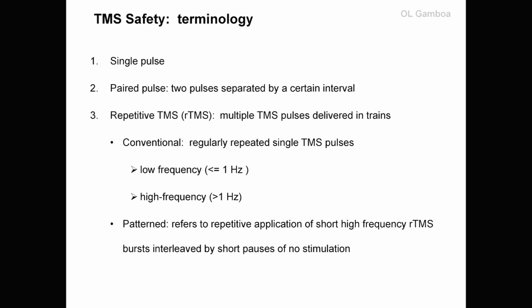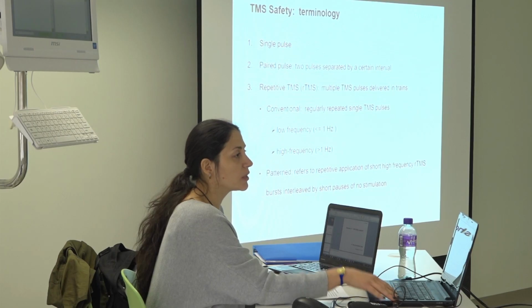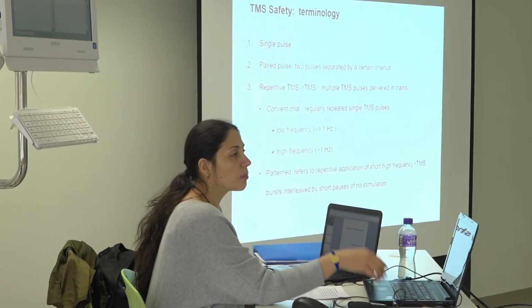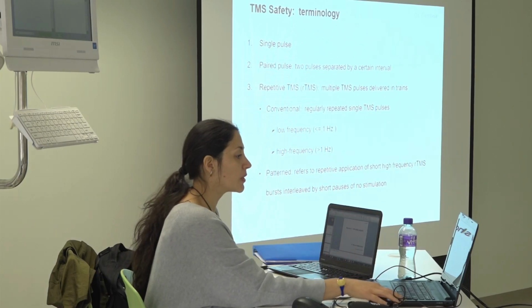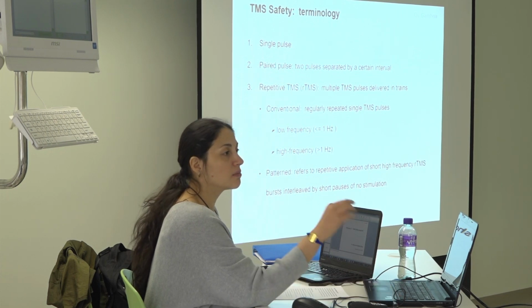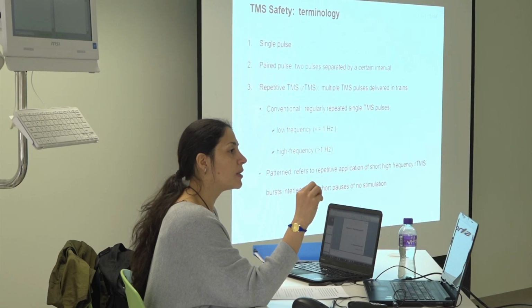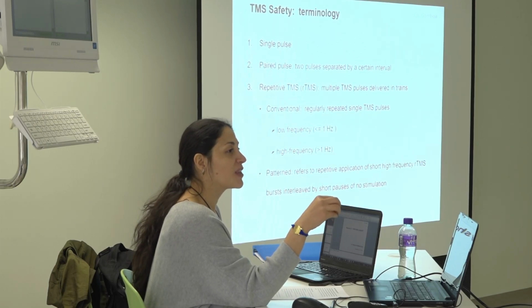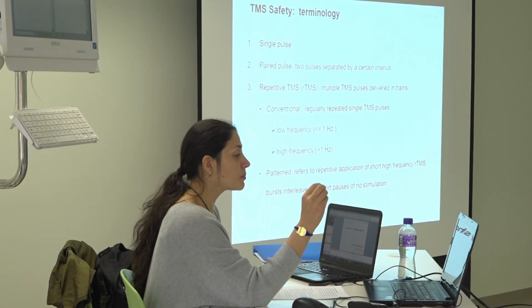Some terminology. We have talked a little bit about single pulse, but it would be good that you know this terminology because we are going to talk about it. So these are some TMS terminology. Single pulse is just the pulse that is delivered by the machine. Paired pulse is two pulses separated by a certain interval. I love that technique because it's so reproducible, and I like everything that you can reproduce, like you say, okay, yeah, it works. So paired pulse is another TMS method.